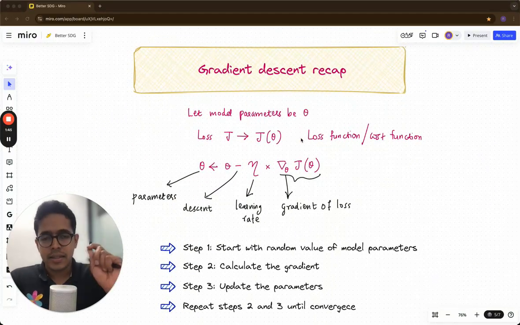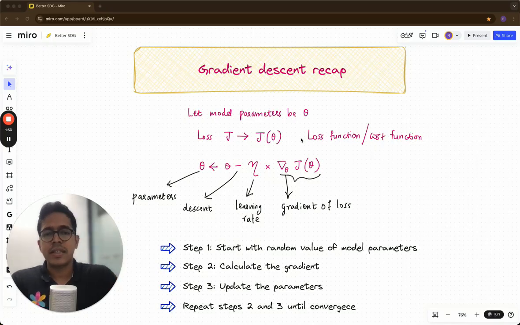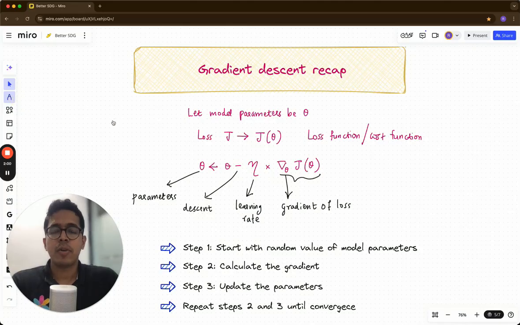Gradient descent is an algorithm for minimizing your loss function or cost function. The loss function or cost function is an index of how far your predictions are. If you have a machine learning model, it measures how far away your predictions are compared to the real data. So that is what the loss function is.